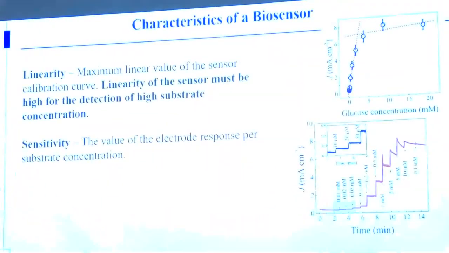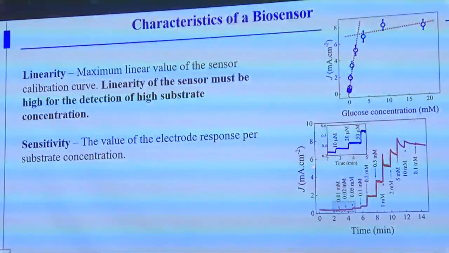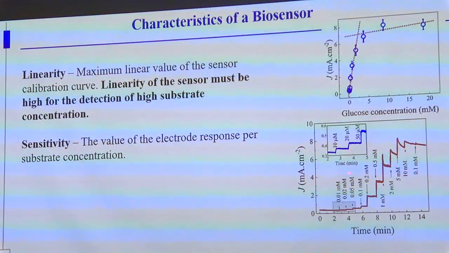The second is sensitivity. Sensitivity means the sensor should be able to detect very low concentration. For example, in this case, we can have a signal for 10 micromole. So that's a pretty good sensitivity here.